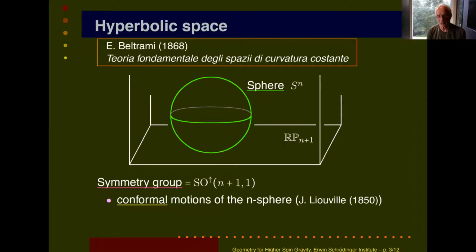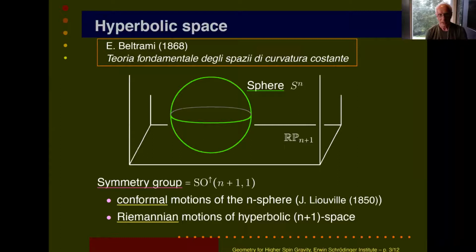So these are conformal motions of the sphere. And on the other hand, the interior of the sphere, which you can identify with the hyperboloid of one sheet in the Lorentzian space, acquires a Riemannian metric, and these are isometries of the Riemannian metric. There are two things which have the same symmetry group.